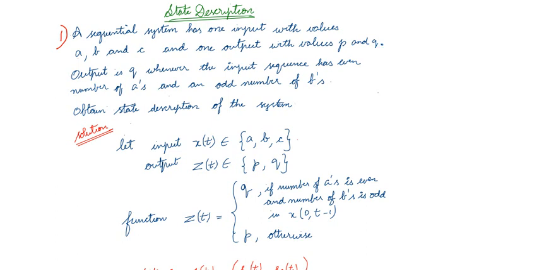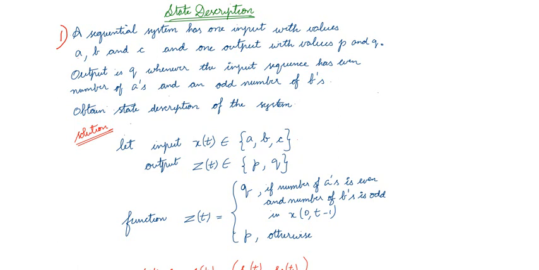So the sequential system has one input which can be one of the values a, b or c. And similarly it has only one output whose values can be p and q. The question is: output can take two values p and q. Here they are saying output is q whenever the input sequence has an even number of a's and an odd number of b's. The input should have a sequence with an even number of a's and an odd number of b's. Then output is q.